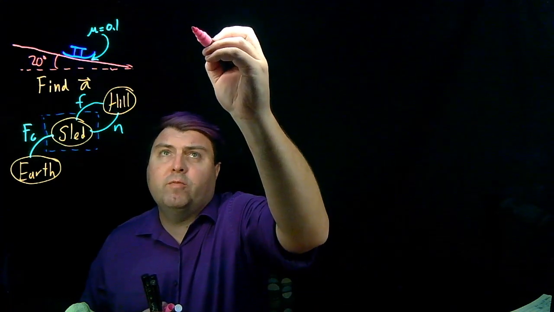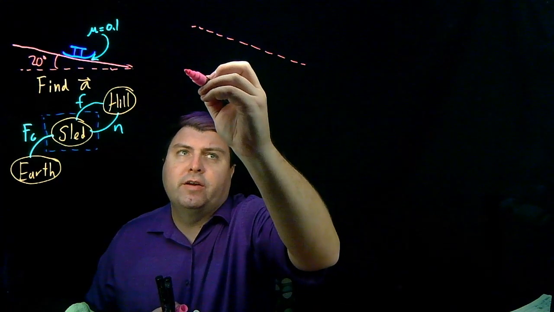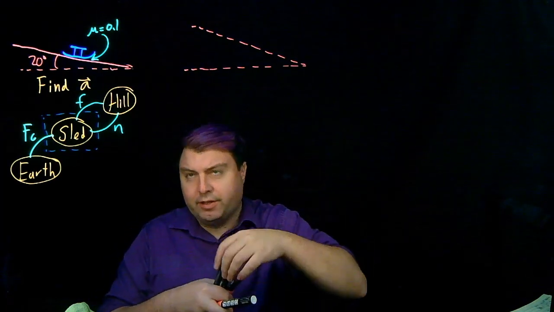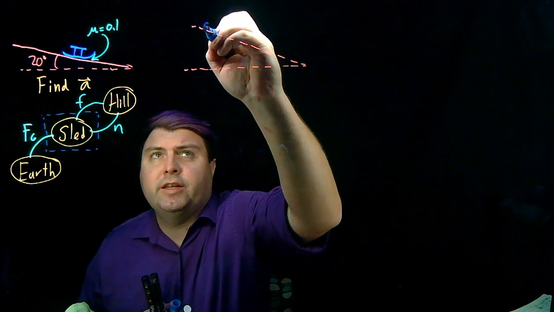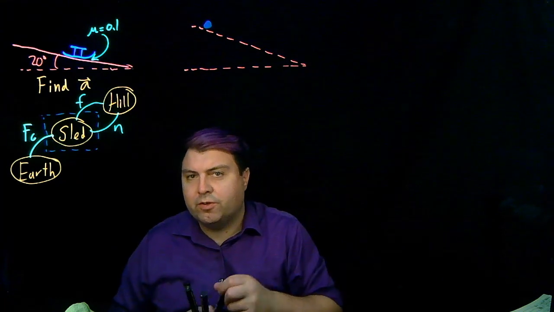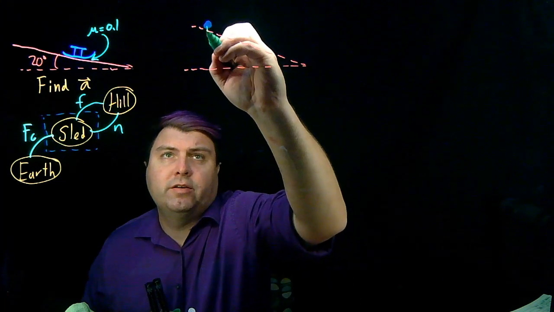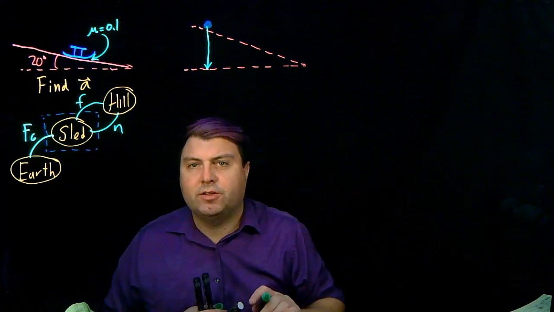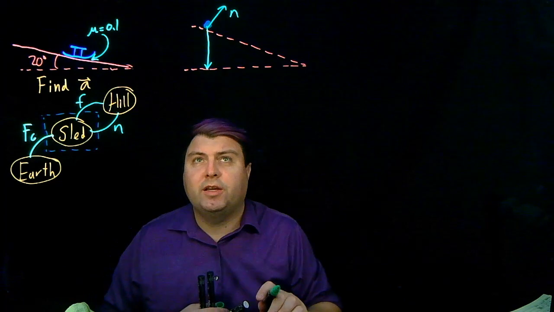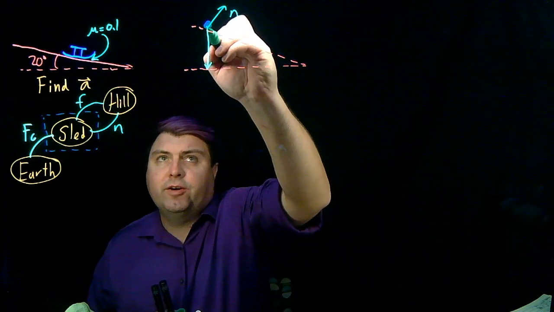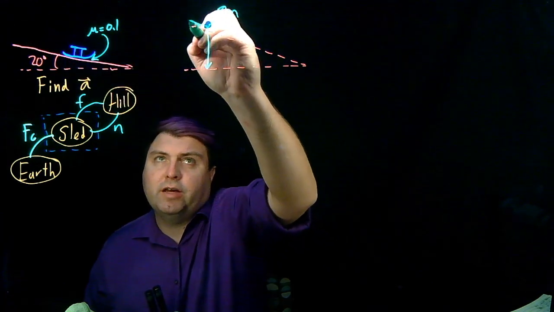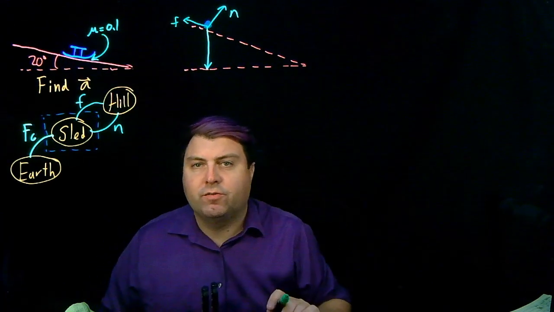In a free body diagram, we're going to draw the hill itself, and we're going to draw the horizontal for it. And we can draw our sled as just a dot. Let's start drawing forces for this. We have our force of gravity going straight down. Our normal force is going to be perpendicular to the surface. And then our friction force is going to be right along the surface, but pointing backwards. We'll have a friction force like this.